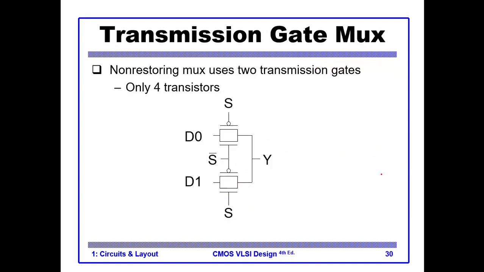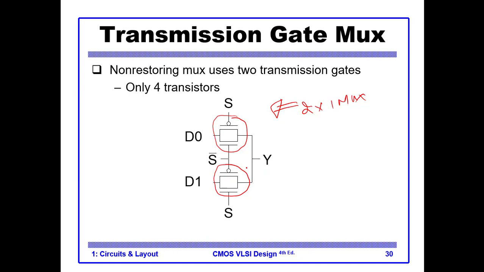But if we implement the same 2x1 mux with transmission gates, we only need 4 transistors. So this is the circuit for a 2x1 mux. We have one transmission gate here, another transmission gate here, and this is a 2x1 mux.